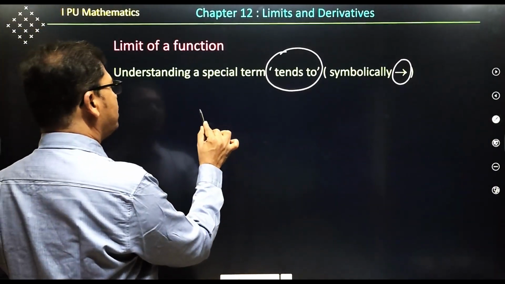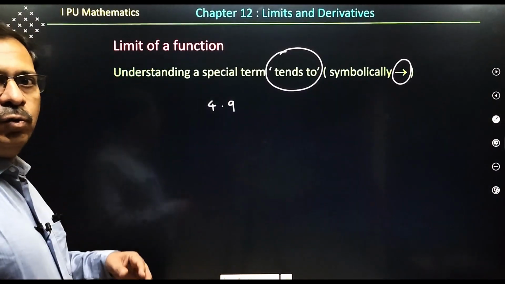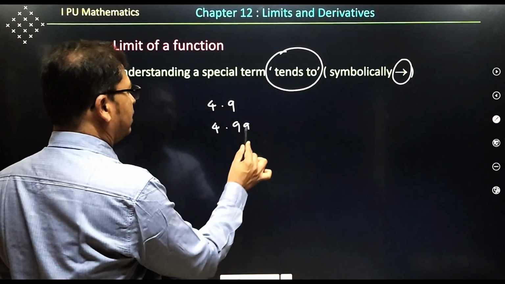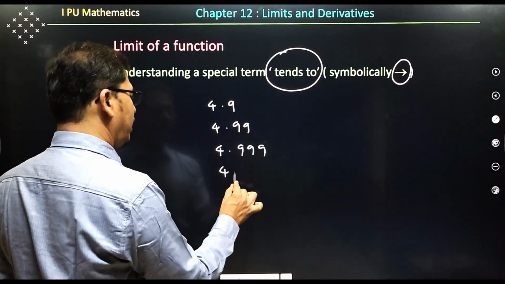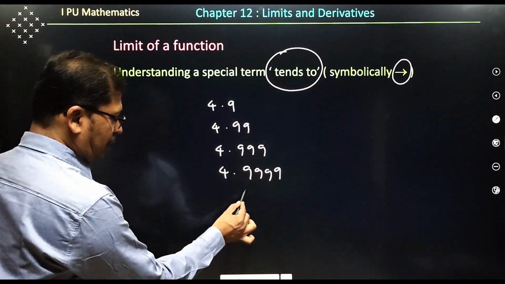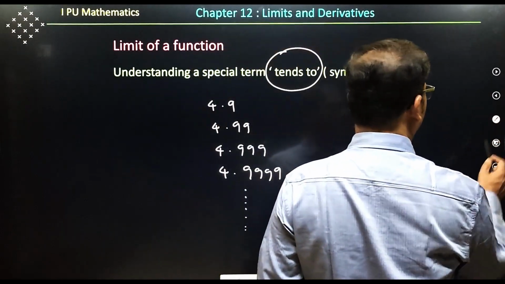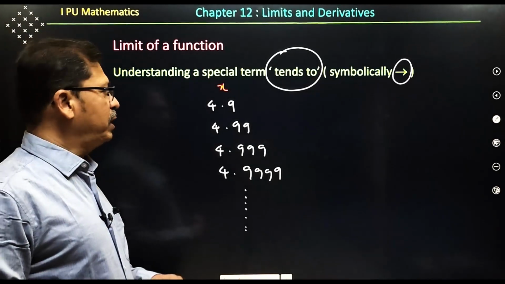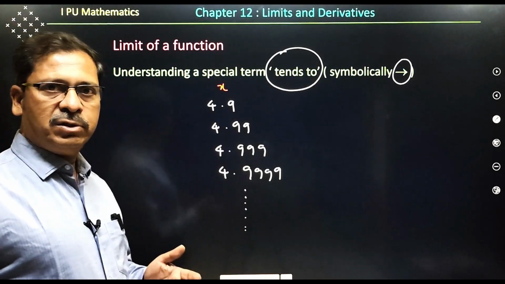Let me take into consideration 4.9 here. So one value I have written. One more value I would like to write below this, just observe here, 4.99. And then one more value, 4.999 I have written, 4.9999. In this manner I can continue here. Suppose you take this as the value of x here. See, x takes the values 4.9, then 4.99, 4.999, and so on. This sequence is continued here.